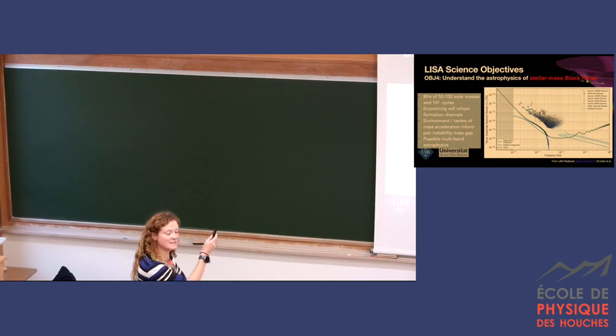And then you can map the signals together and ask, was it eccentric in the LISA band and then circularized, or was it circular all along? By doing this, you know how it formed or how it grew. And also you can do better constraints on beyond Einstein. This number keeps reducing, so let's not talk about that. Eccentricity will inform the formation channels, and you could also have environmental and center of mass acceleration.